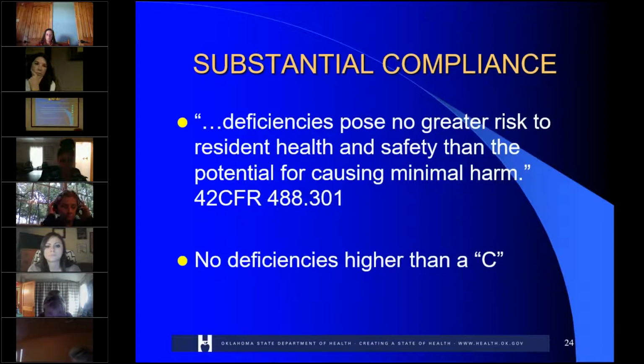Substantial compliance. Deficiencies pose no greater risk to resident health and safety than the potential for causing minimal harm. No deficiencies are higher than a C. Remember, if they're cited at C, they will still require a plan of correction, but you are in compliance at that point.